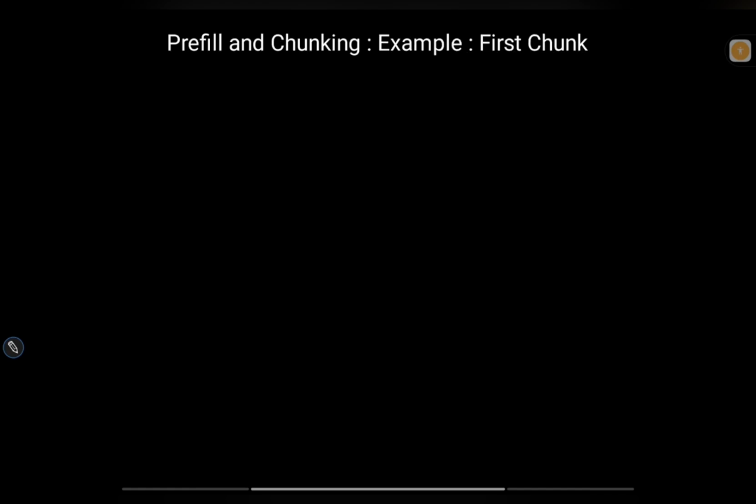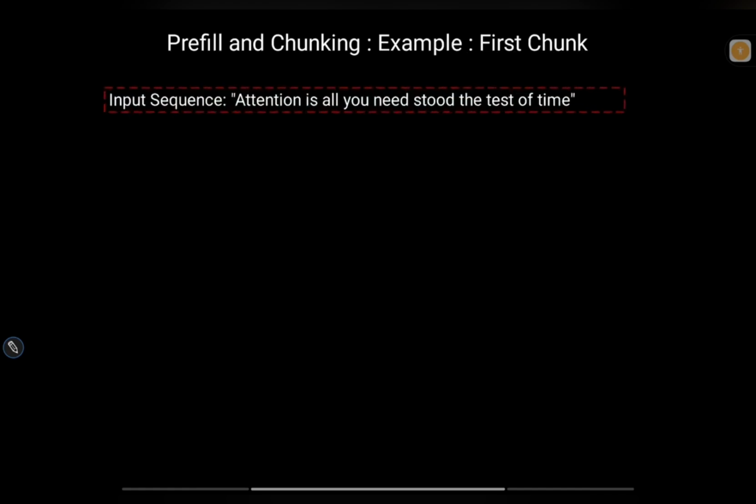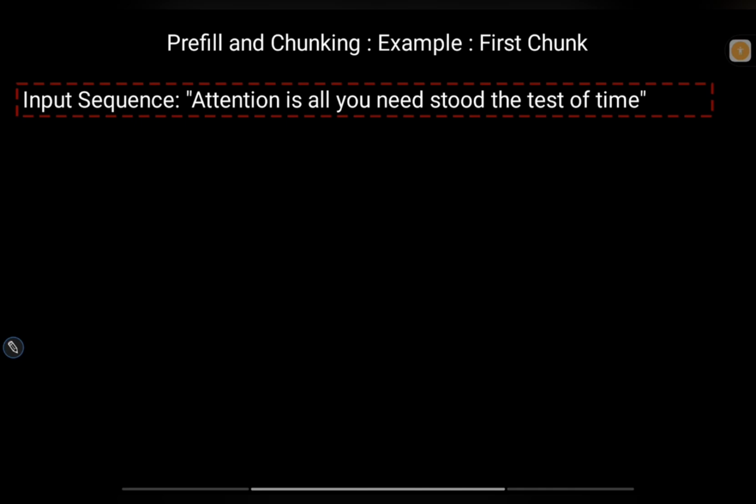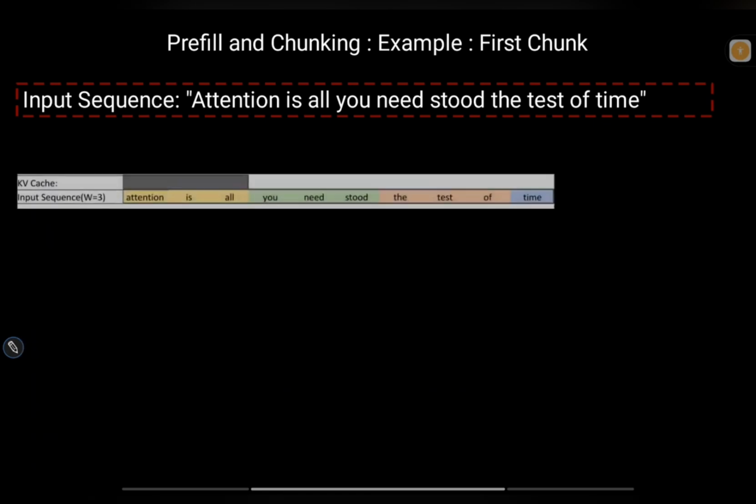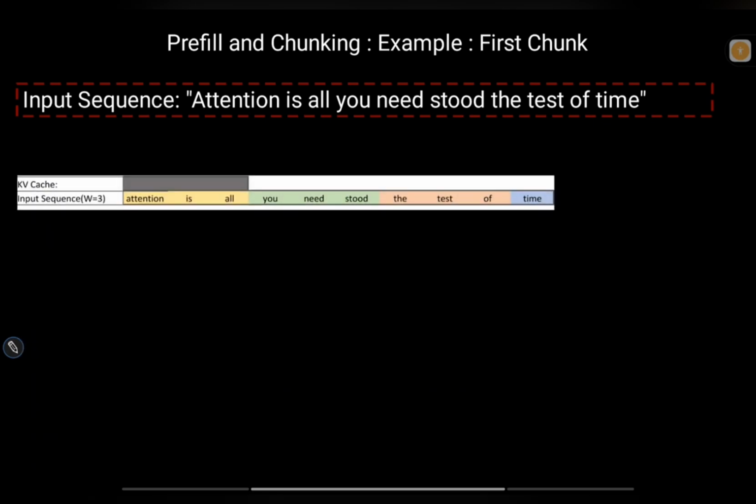Let's take an example and try to understand what this prefill and chunking is. We will take an example of an input sequence or a prompt. This prompt is: attention is all you need, stood the test of time. I could have used just attention is all you need, but I wanted a longer sequence to show you how the prefill and chunking works. Let's take this as the input sequence or prompt, and see how it works. At this point your KV cache is blank.